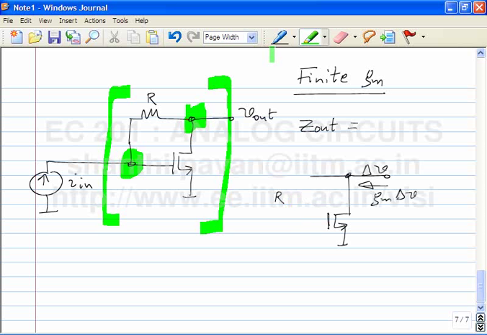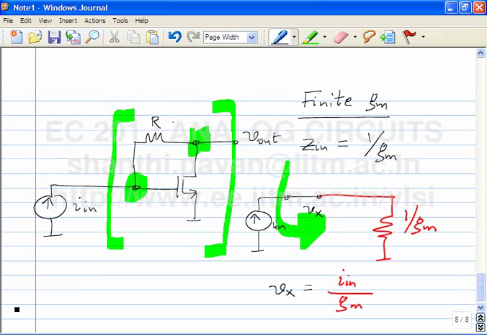Which means that the incremental current flowing out of the delta V source is simply that flowing through the transistor. And what is the incremental current flowing through the transistor? This is delta V, so this must be Gm delta V. So what is the output impedance? It's 1 over Gm. And clearly as Gm tends to infinity, the output impedance must tend to 0.